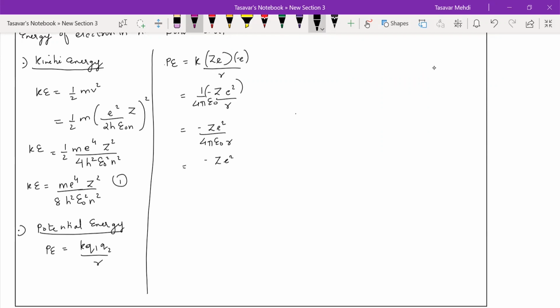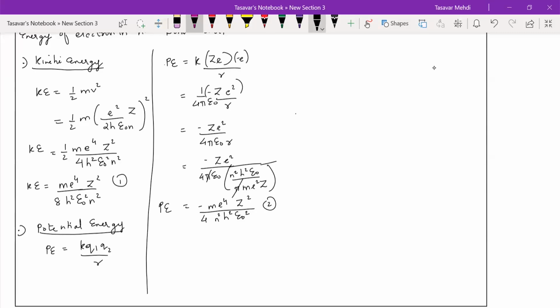Dear students, you can put the value of r here. If you remember, the value of r is n square h square epsilon naught upon pi m e square Z. This is the value. Pi and pi will cancel out. I'm left with 4. This will become n square h square epsilon naught. m will go up, e raised to 4 will go up, h square will go up. It will become minus m e raised to 4 z square upon 8 n square h square epsilon naught square. So the potential energy formula is also done.